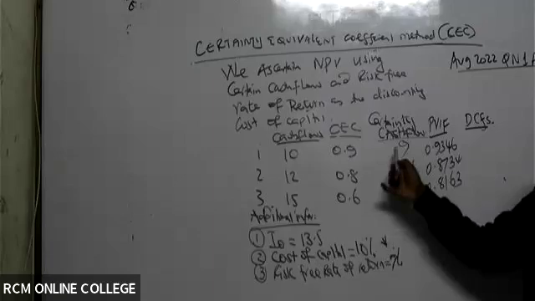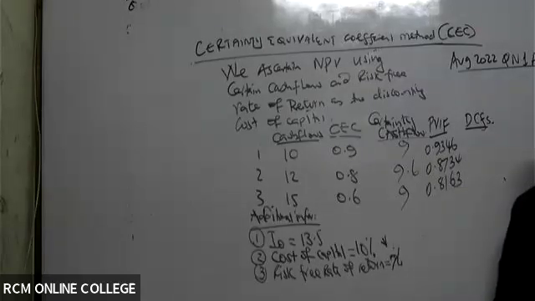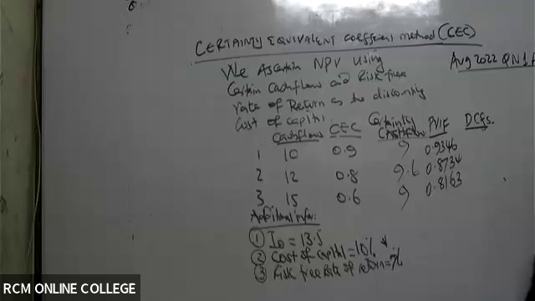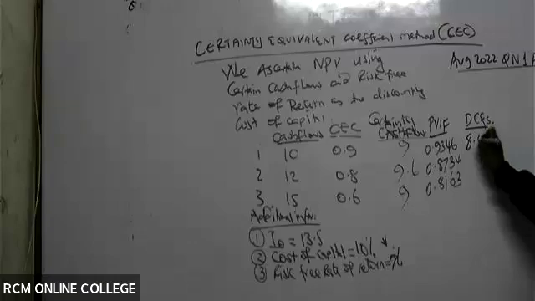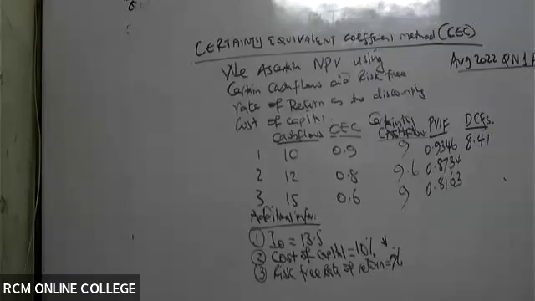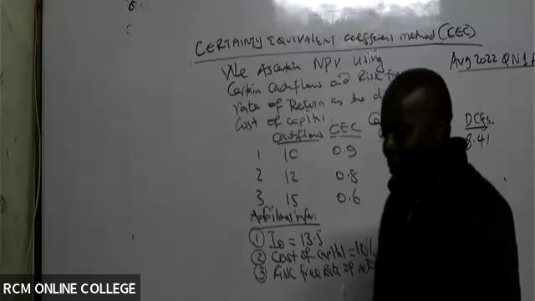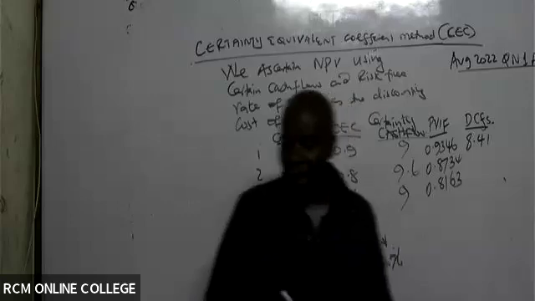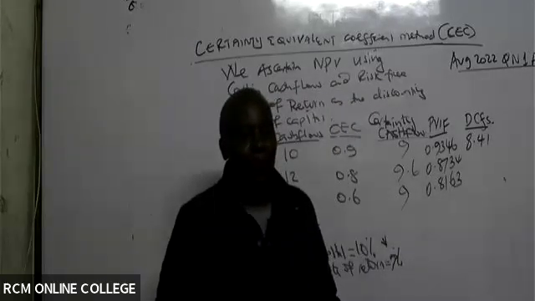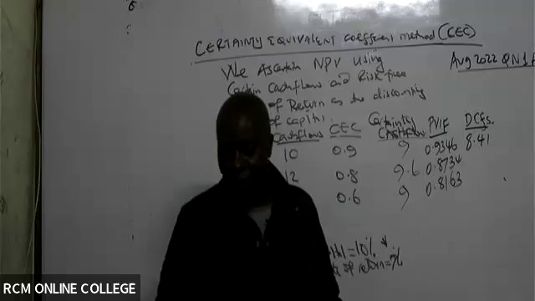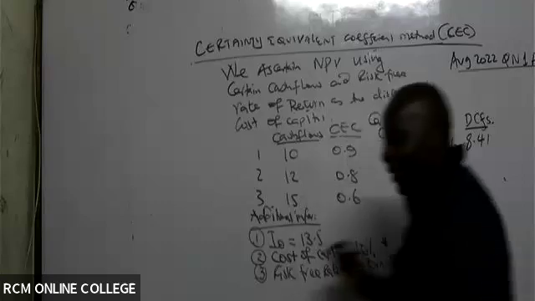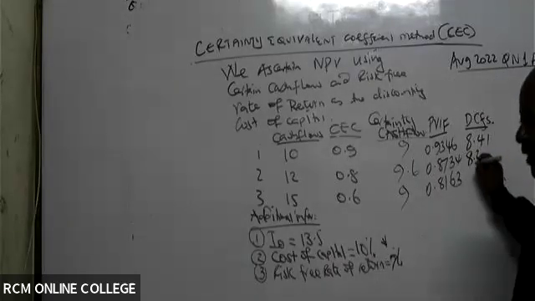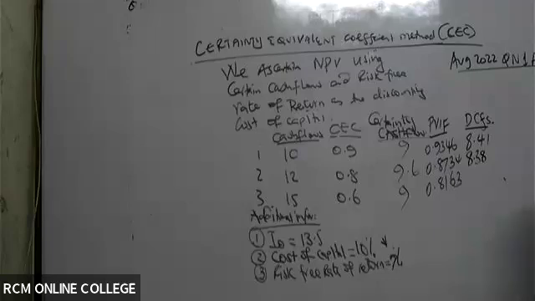So now you take the certainty cash flows times the PVFs, the discounted cash flows. According to Mary Ann, the assistant teacher, it's 8.41, 8.41, 8.41, 8.41. And then we have 9.6 times 0.8734, which is 8.38, 8.38, 8.38.